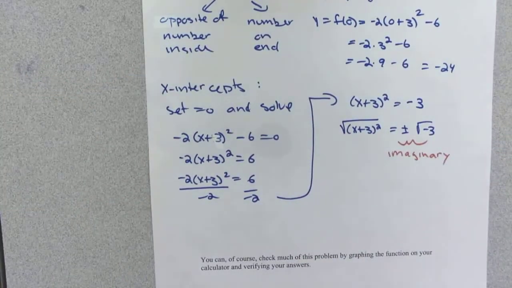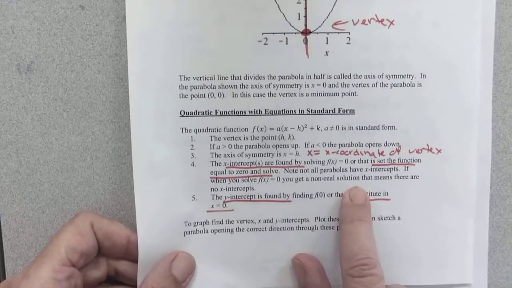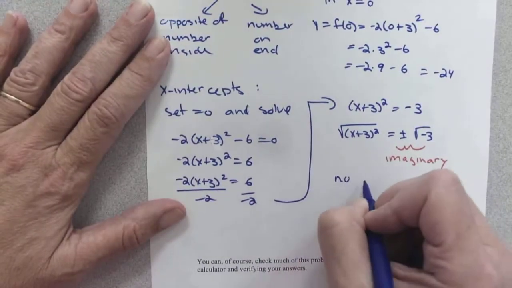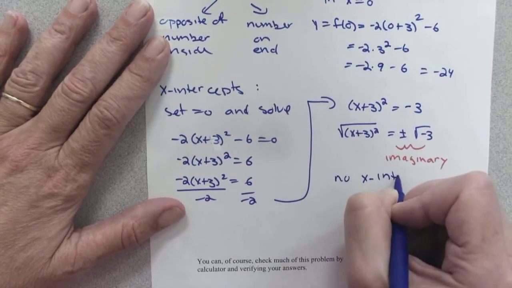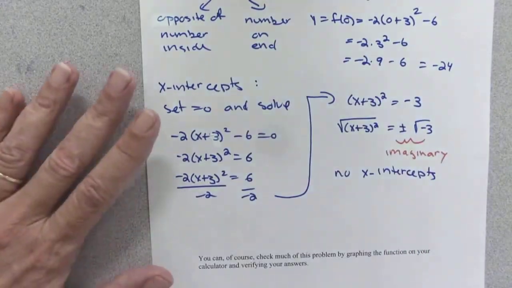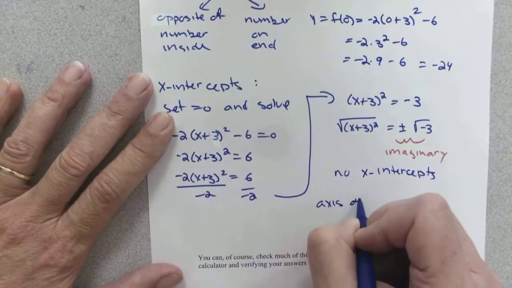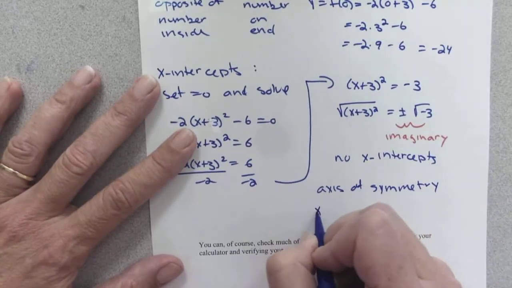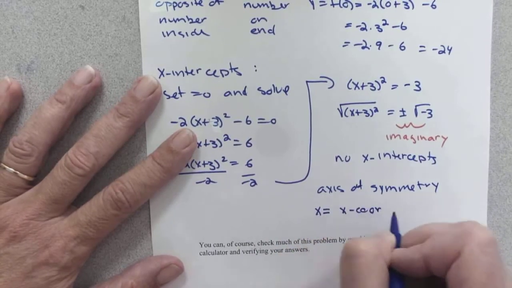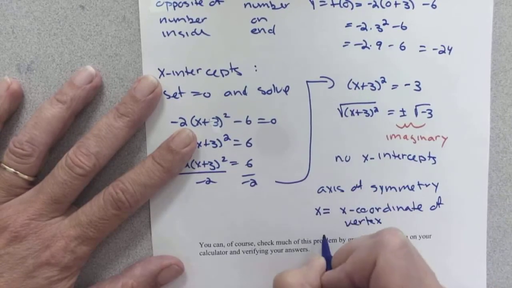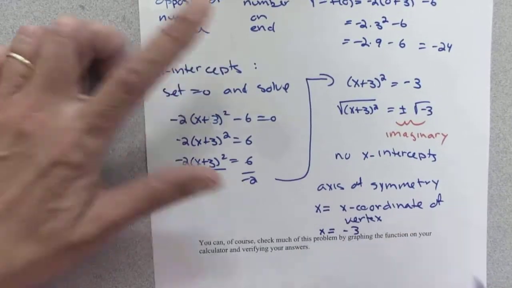That's an imaginary number. And what we said on this page back here, if you get a non-real solution, that means there are no x-intercepts. So no x-intercepts. It also asks for the axis of symmetry. So we have room here for that. Axis of symmetry. That's always x equals the x-coordinate of the vertex. So in this case, x equals -3.